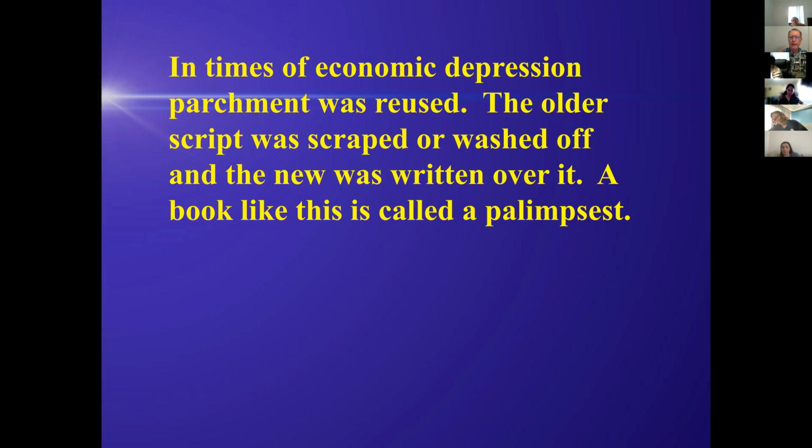In times of economic depression, parchment was reused. The older script was scraped or washed off, and new was written over it. A book like this is called a palimpsest. So by using ultraviolet lamps, they are able to go back, scrape off what's been written on top of it, and get back to the original manuscript. Today we have 68 palimpsests of the 322 uncials.